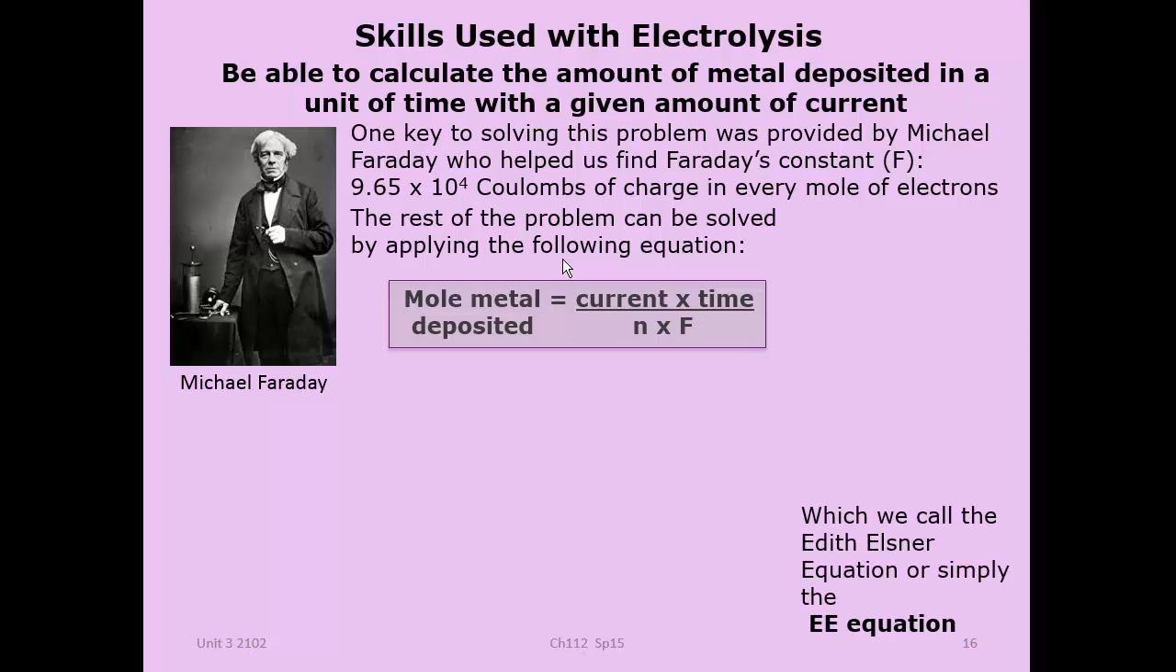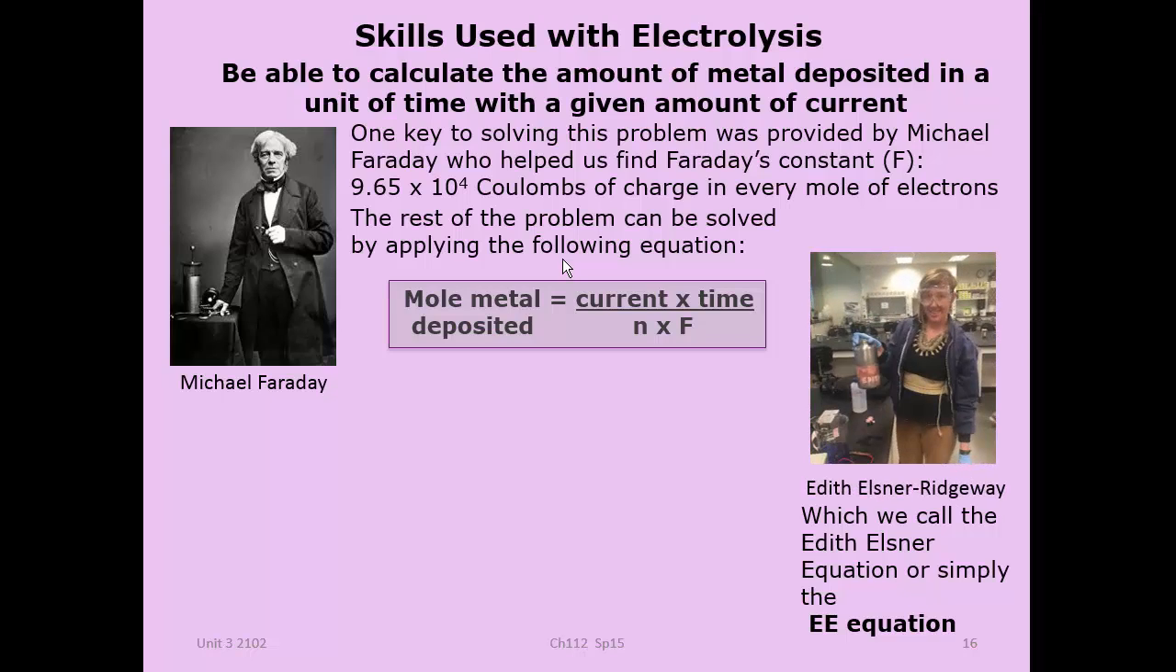I call this the Edith-Elsner equation, or simply the EE equation, and that's based on one of my former students who actually electroplated her water bottle with her own name. She took her stainless steel water bottle in our CCD labs and electroplated her name on there in copper for one of our little lab projects, which was kind of a kick.